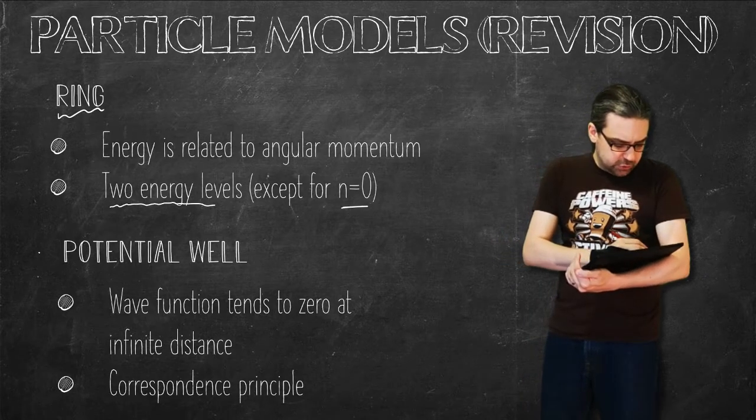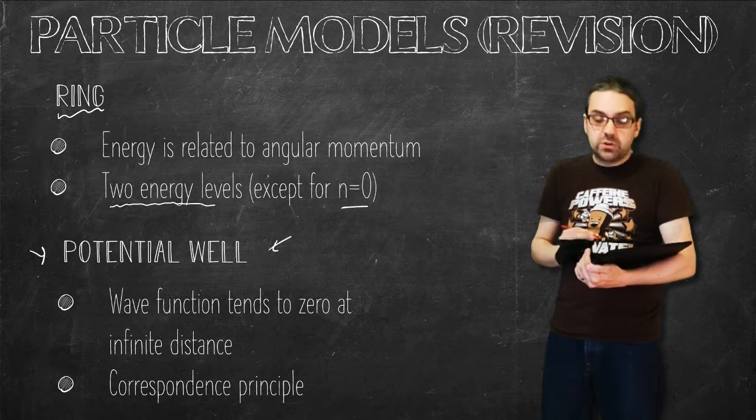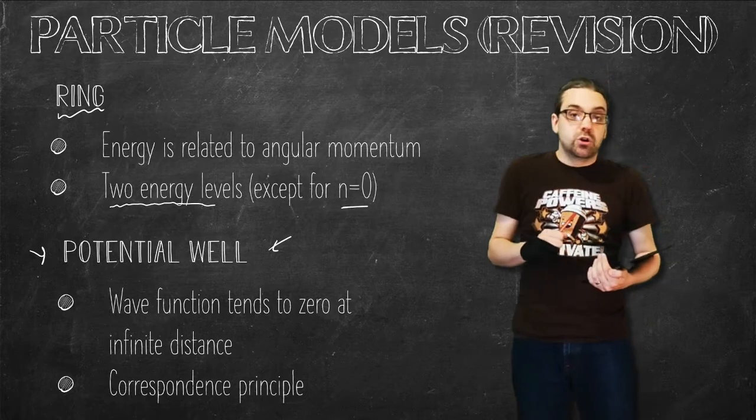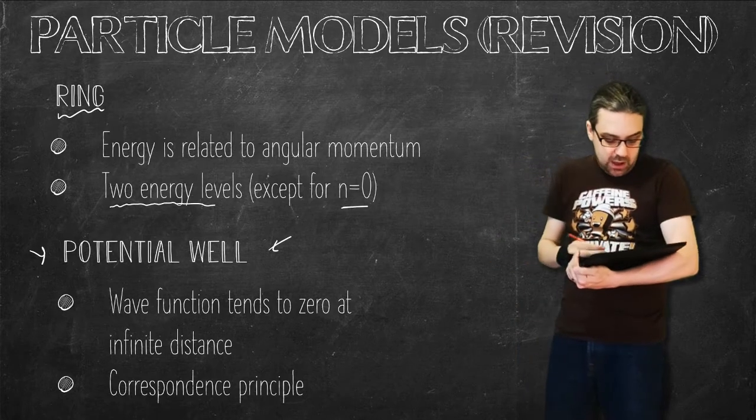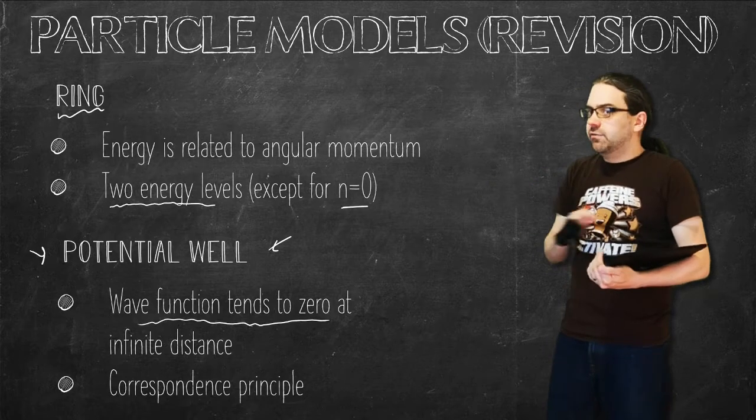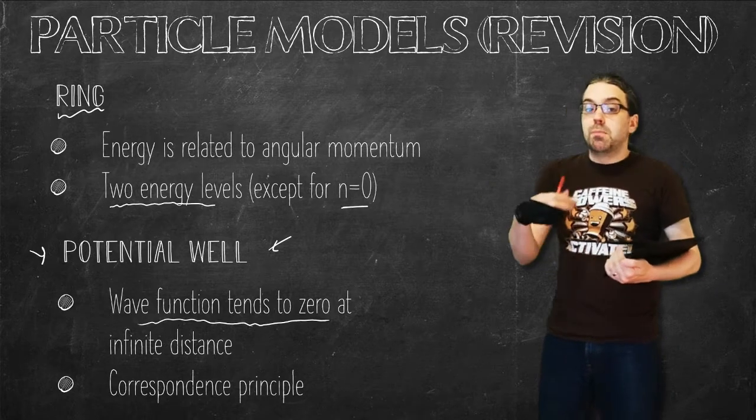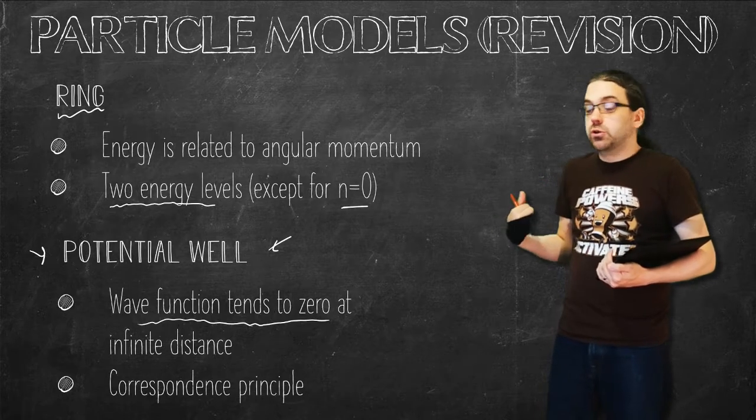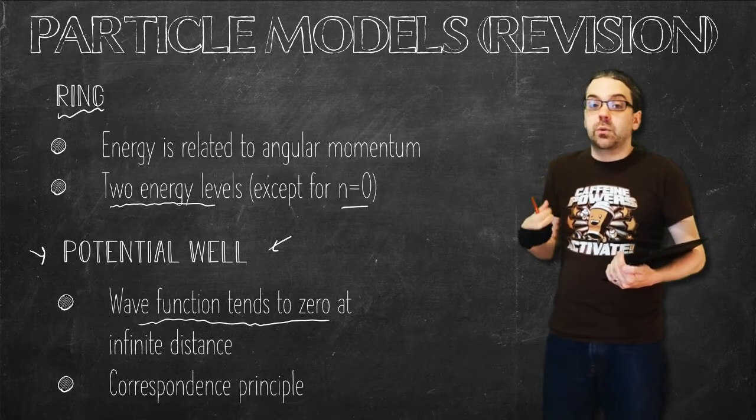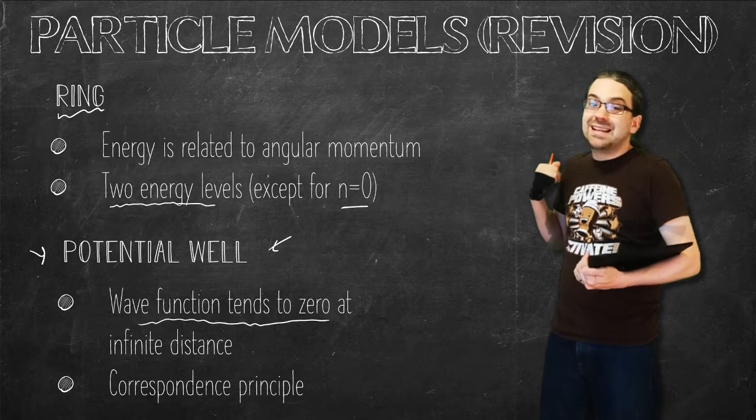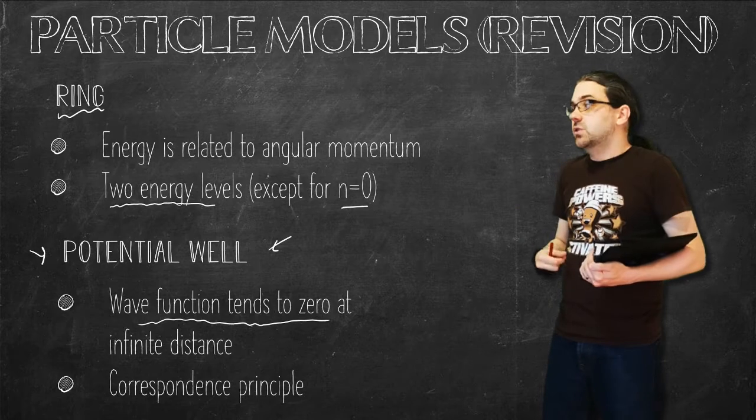And then we tried the potential well. This, also known as the quantum harmonic oscillator, that's the fundamental building block of most vibrational spectroscopy. That told us that the wave function tended to 0 at infinite distance. There is no maximum distance that the particle could be from the minimum point on the potential well. It could go anywhere. And that we also see in real wave functions. They only tend to 0 at infinite distance.